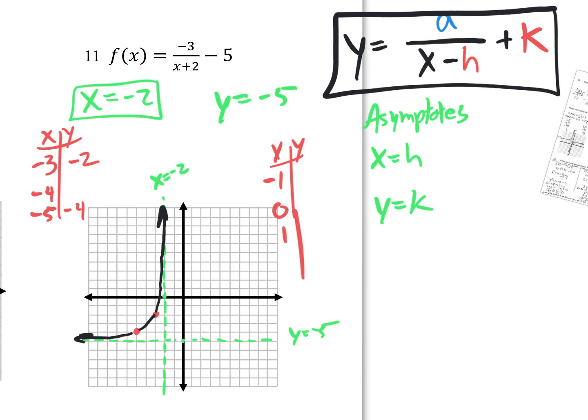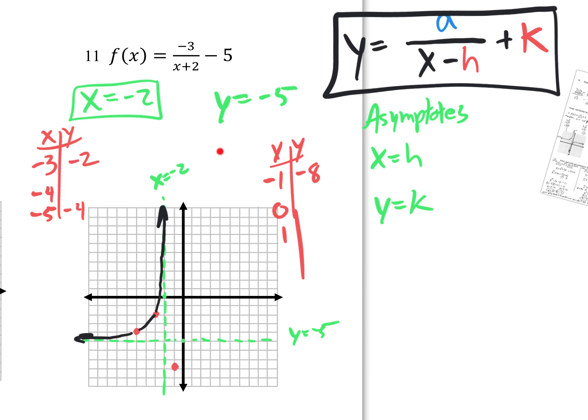-1, how would that work? If I plug in a -1, -1 plus 2 is +1. -3 divided by +1 is -3. And -3 minus 5 is -8. So when you plug in a -1, you get out a -8. It works out great. And it rhymes. Okay, so let's go to -1, -8. -1, -8 would be right here, 2 from the edge.